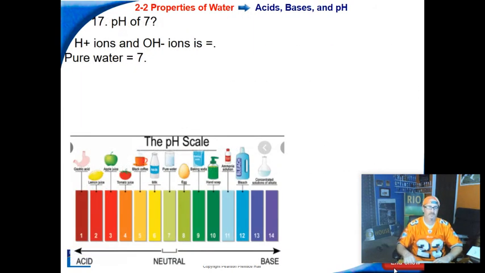Okay, pH of 7 is neutral. That means the hydrogen ions and hydroxide ions are equal. Pure water is 7. Rainwater actually is slightly acidic. Rainwater is between 5.5 and 6. Not enough to burn you.